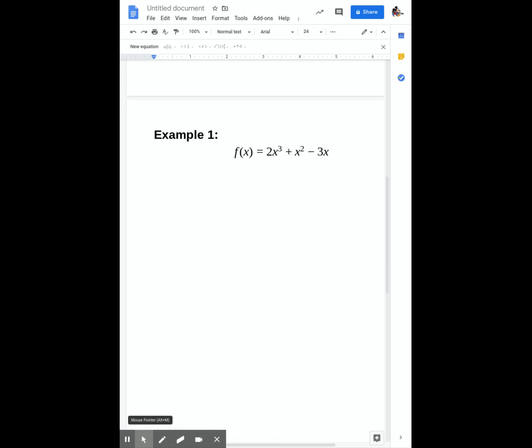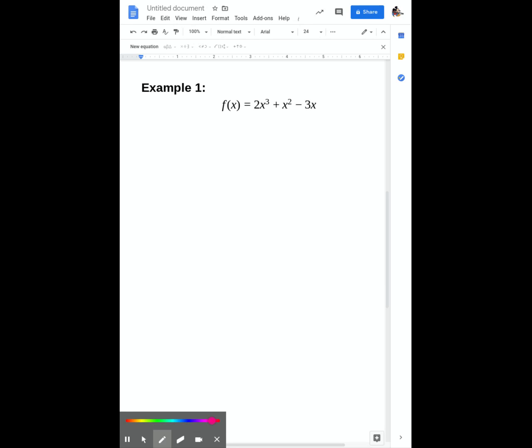The first, example 1 here, is a degree 3. And you can tell because we've got this 3 right here. So this is a cubic function. And that 3 tells us a couple of things. One, it tells us at most how many real zeros we're going to find. So I know going in that I will have at most 3 real zeros.